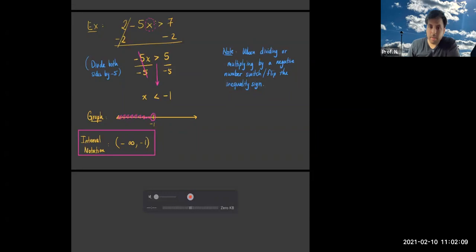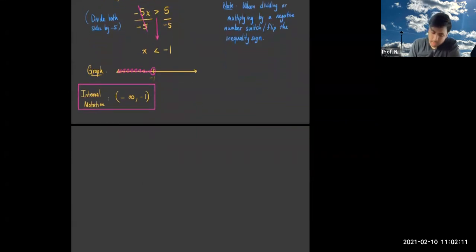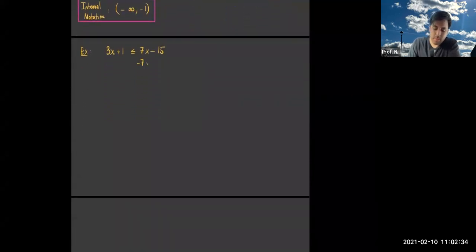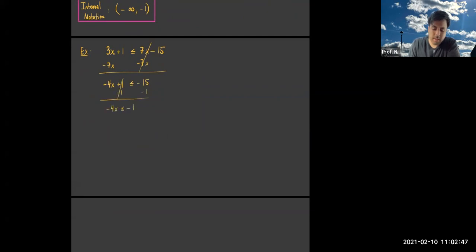What if I get something like this? 3x plus 1 is less than or equal to 7x minus 15. So I want to get x by itself again, right? So I can subtract both sides by 7x if I want to put all the x's on the left side. I get -4x plus 1 is less than or equal to -15. Subtract by 1 on both sides. And I get -4x is less than or equal to -16.